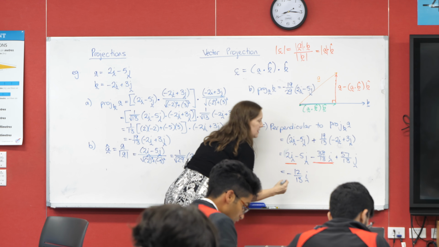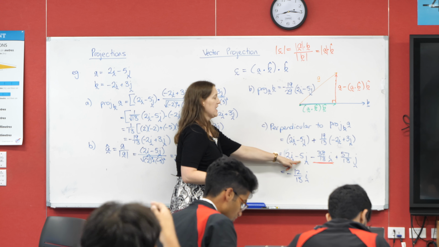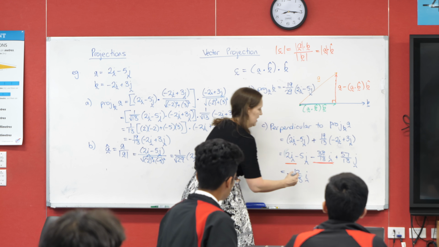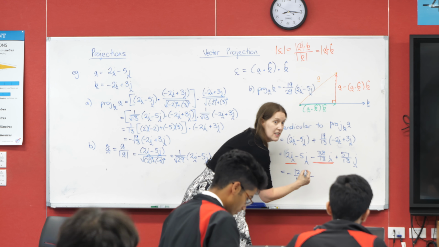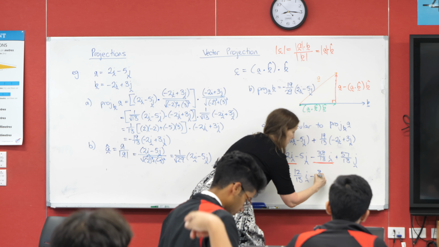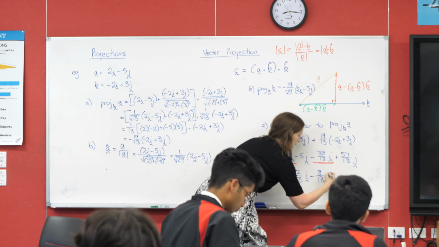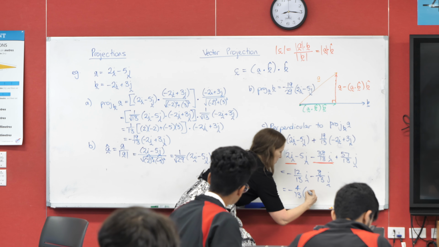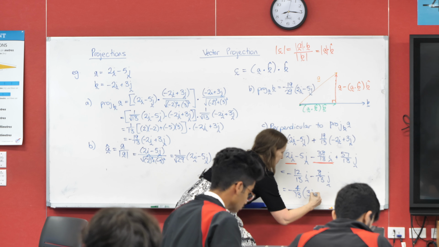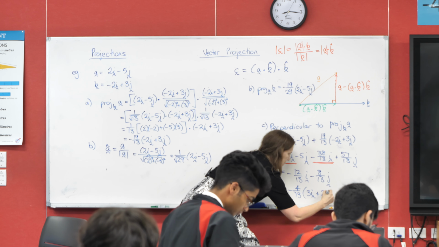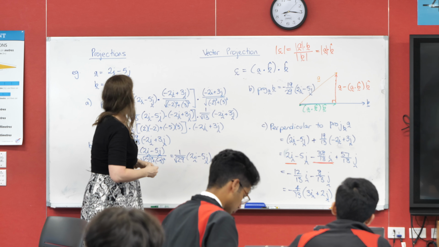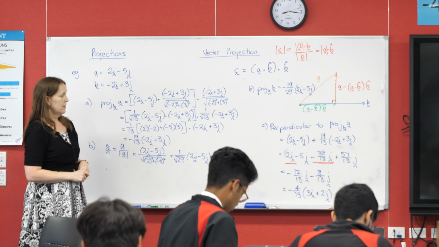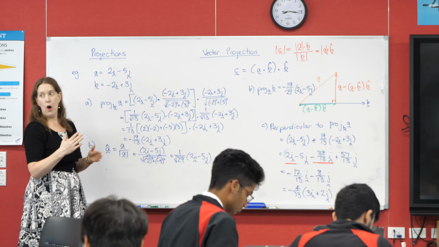13th i's. Someone help me with my j's. What's minus 5 plus 57 over 13? Minus 8? Now, we're in the opposite direction.